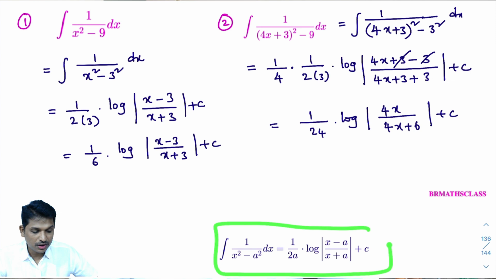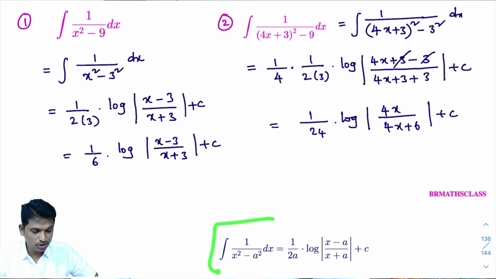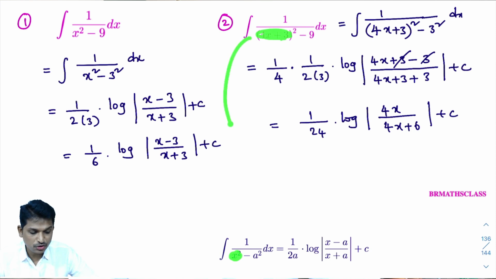We learned this formula. What is this formula? Integral of 1 divided by x square minus a square dx. That is 1 by 2a into log mod x minus a divided by x plus a plus c. If the problem is like this, we can directly apply the formula. What I am trying to say is, when you learn this formula, in place of x, if ax plus b is there, then also you can write its answer directly.